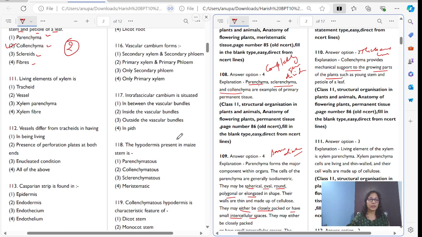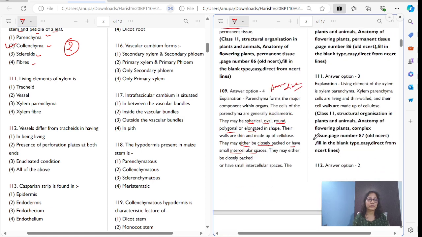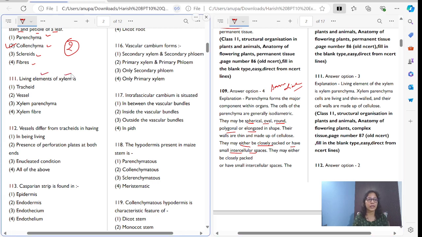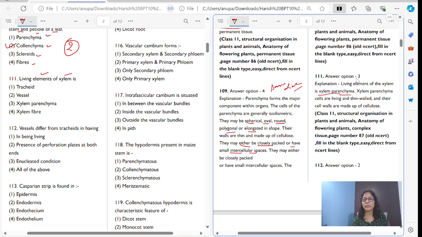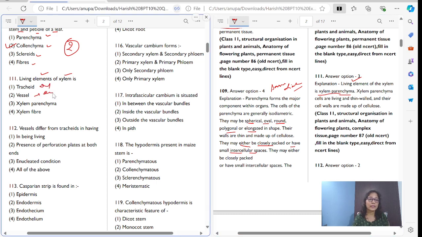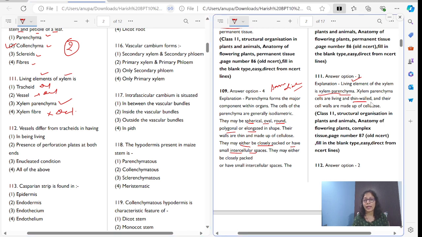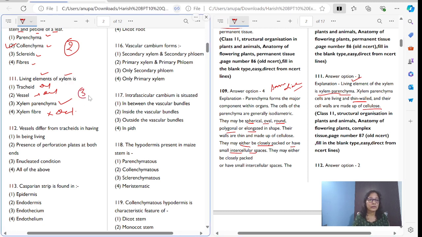Now let's move to question number 111. It says that living elements of xylem is. We have to find the living elements of xylem. In xylem, the xylem parenchyma is the only living element, whereas tracheids are dead, vessels are also dead cells, and xylem fibers are also dead cells. Only xylem parenchyma is the living cell. They are thin-walled and their cell walls are made up of cellulose. So the correct answer for question number 111 will be option number 3, that is xylem parenchyma is the living element of xylem.